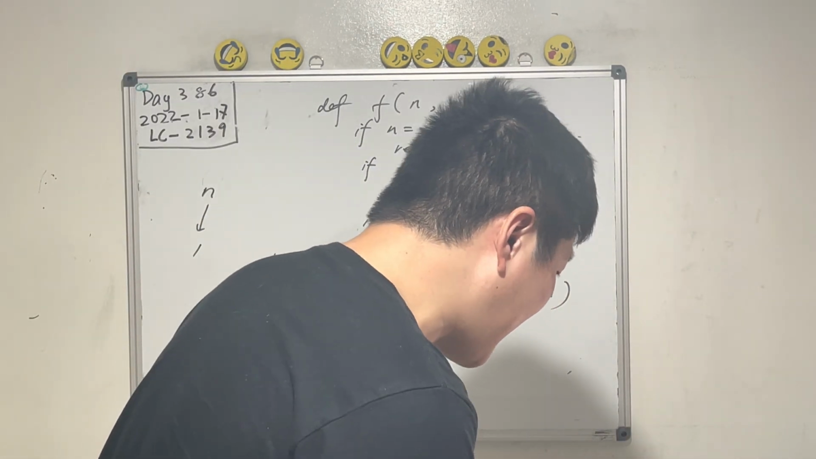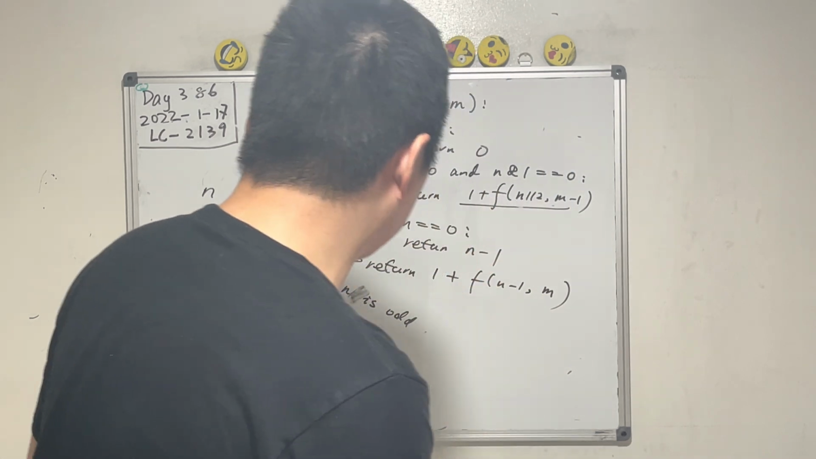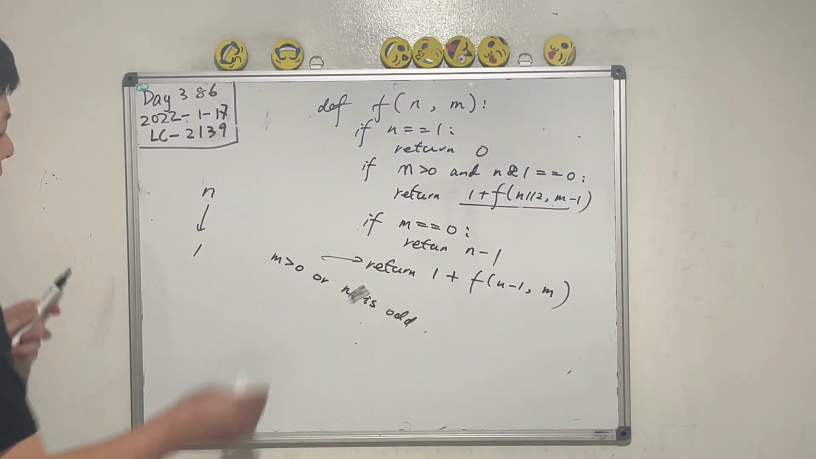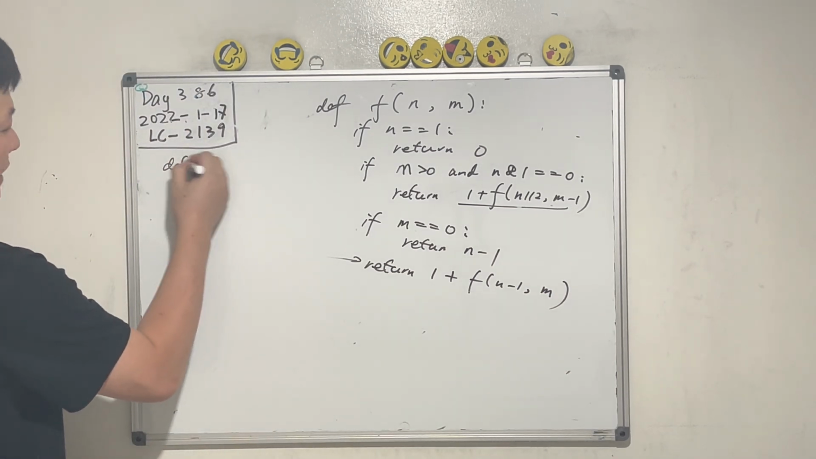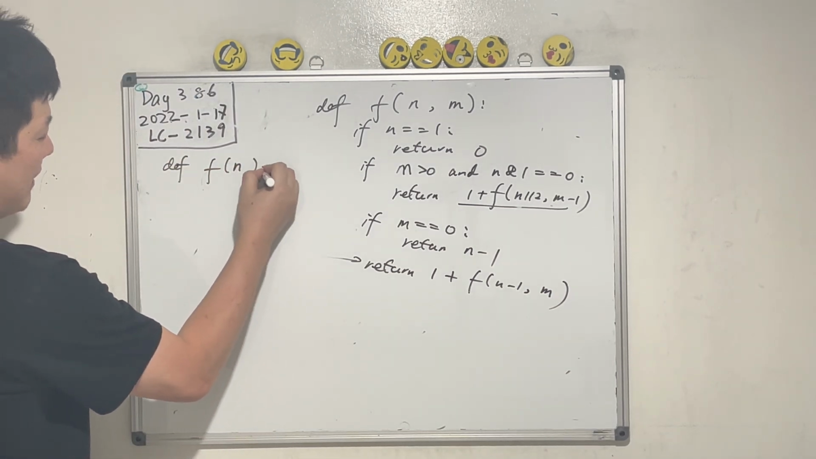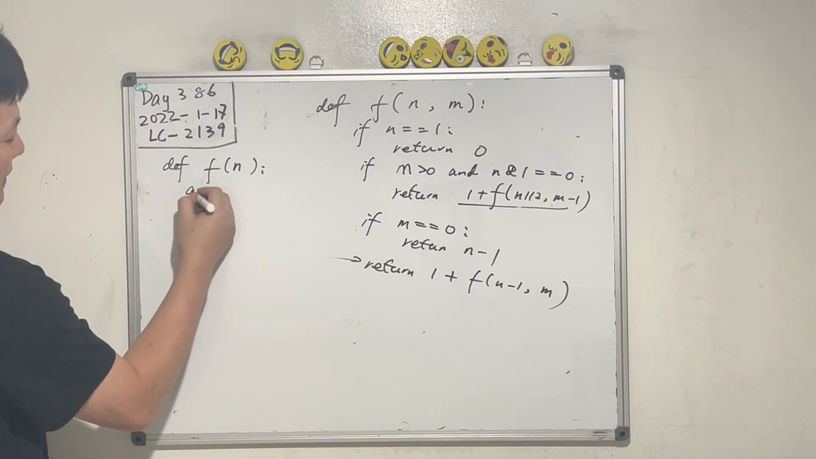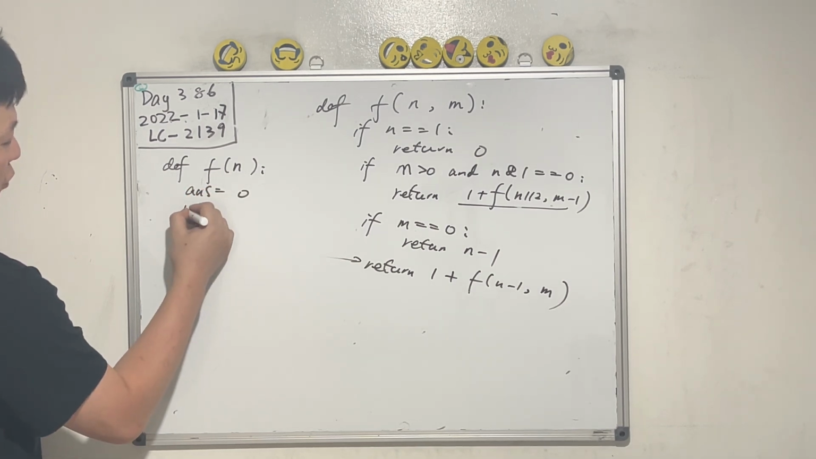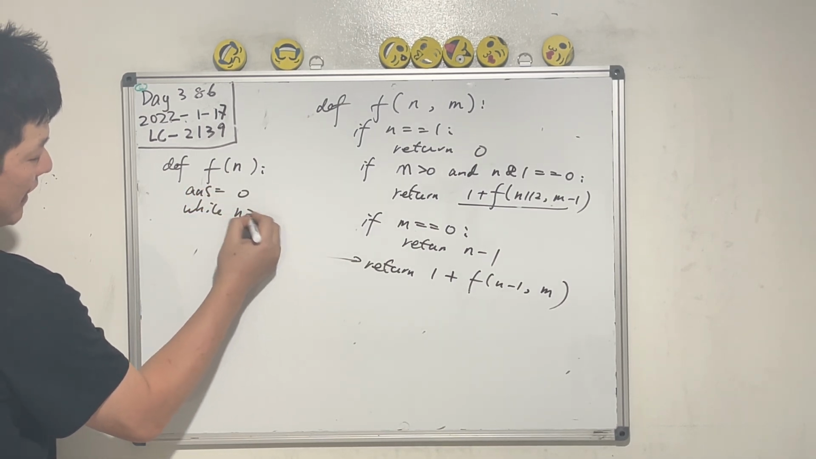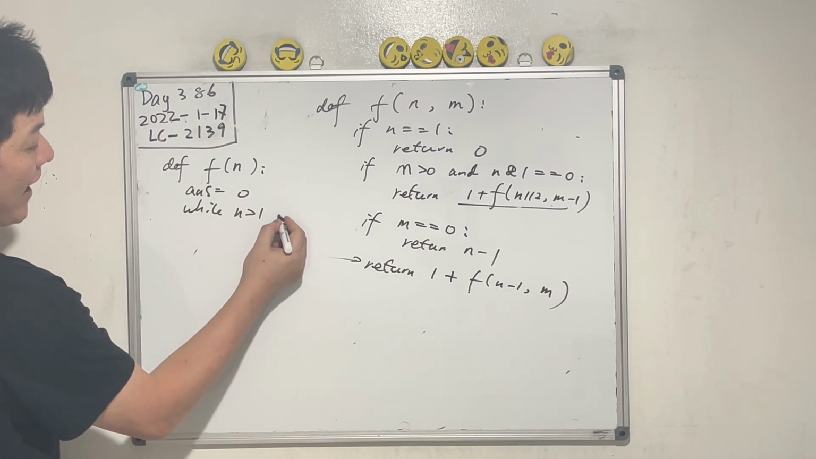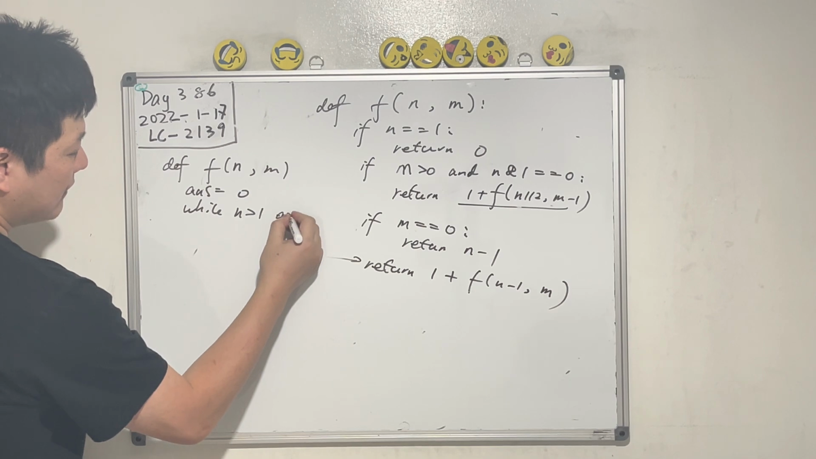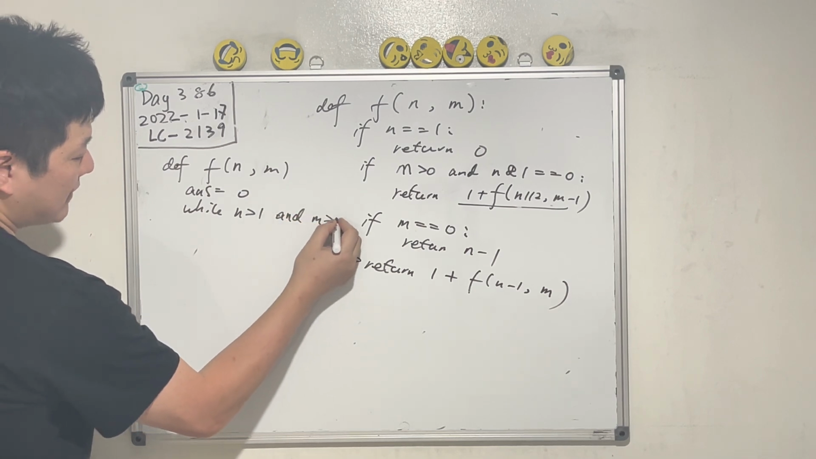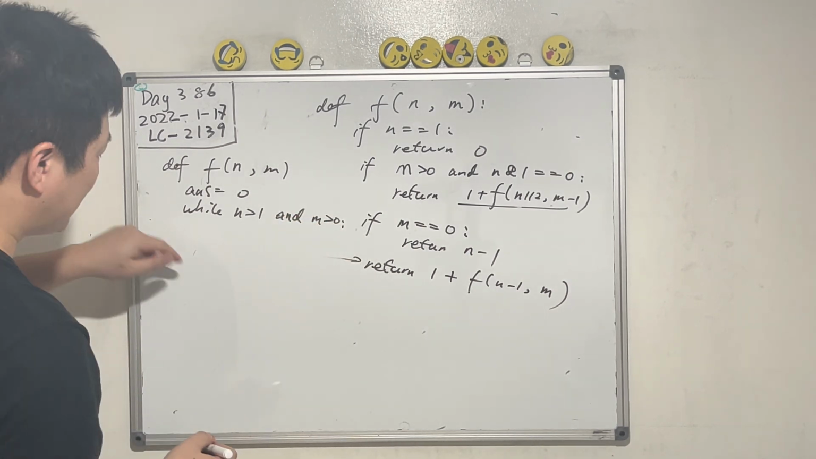Okay, so we can do this iteratively. How can we do this iteratively? Look, we can just define f(n, m). We have the answer, answer equals 0. While n is bigger than 1 and m is bigger than 0, we can do this.